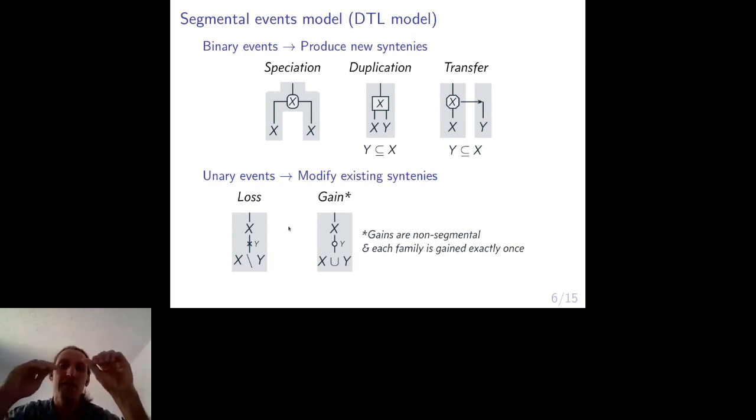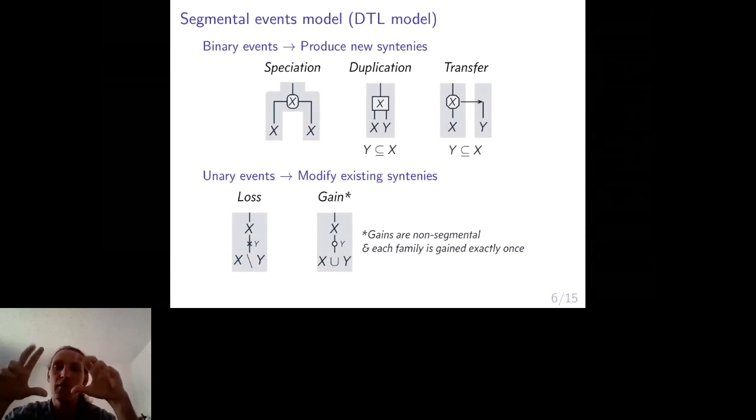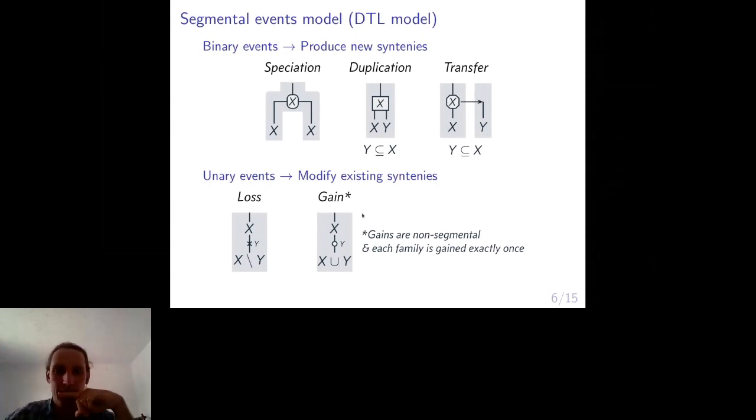Then you also have the unary events. You have the loss event, where a part of the synteny is lost, but you still have only one synteny. And you also have the gain, where the synteny gains genes. In our model, the gains are non-segmental. We only gain a gene once, and each gene family is gained exactly once, because we are based on a parsimonious model, so it doesn't allow convergent evolution.